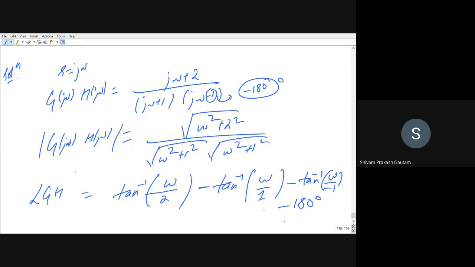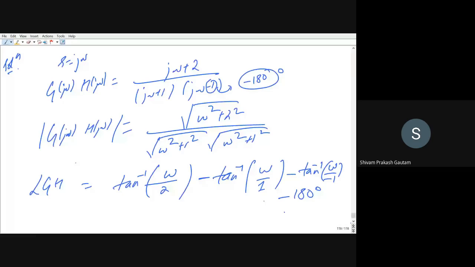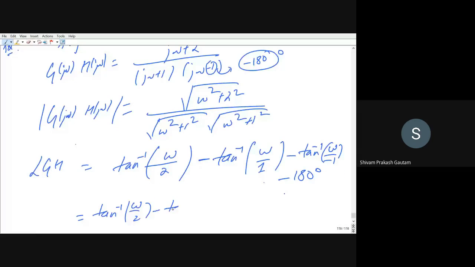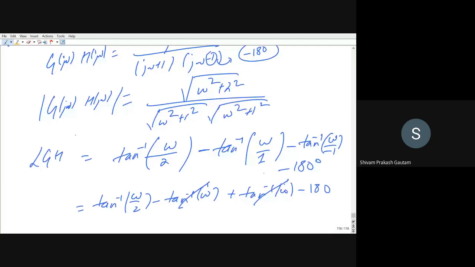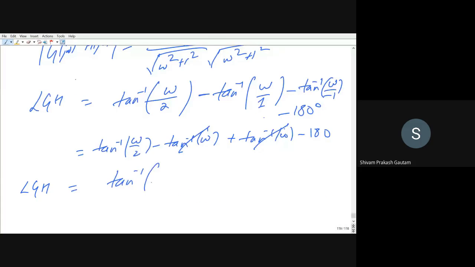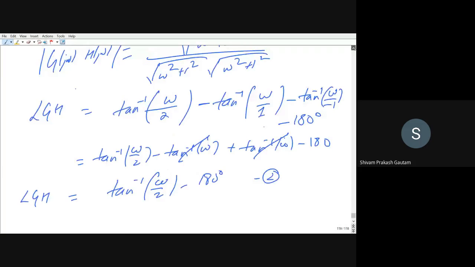If you simplify this, it will be equal to tan inverse of omega by 2 minus tan inverse of omega by 1, minus minus which becomes plus tan inverse of omega, minus 180 degree. So minus tan inverse of omega and plus tan inverse of omega will cancel out. We will have only the phase of GH equal to tan inverse of omega by 2 minus 180 degree. This is our equation number 2. Equation number 1 is for magnitude, equation number 2 is for phase. So we have two equations.